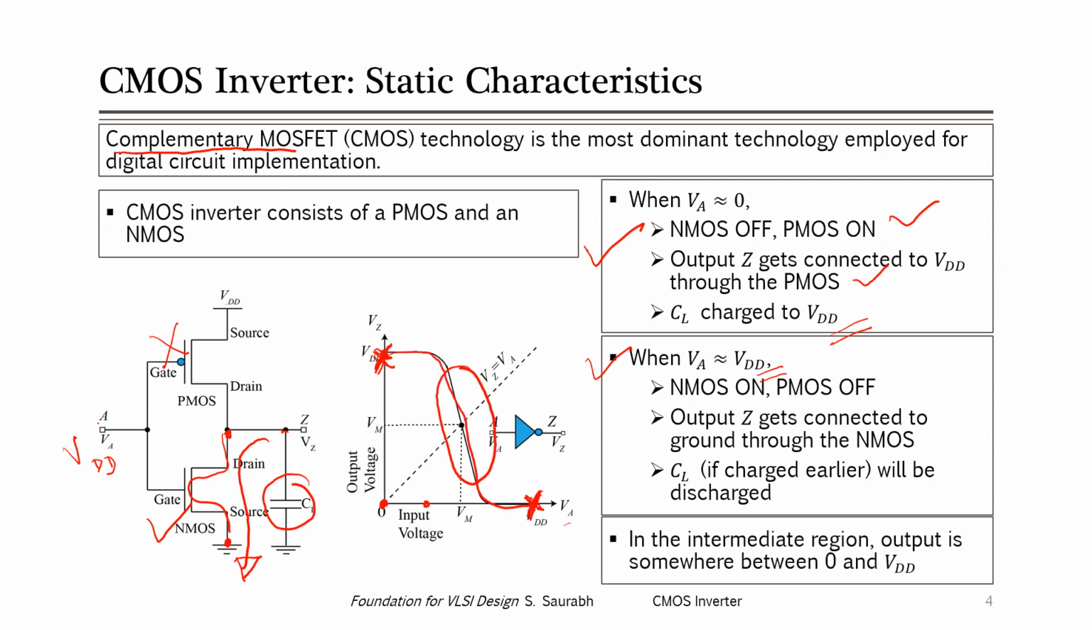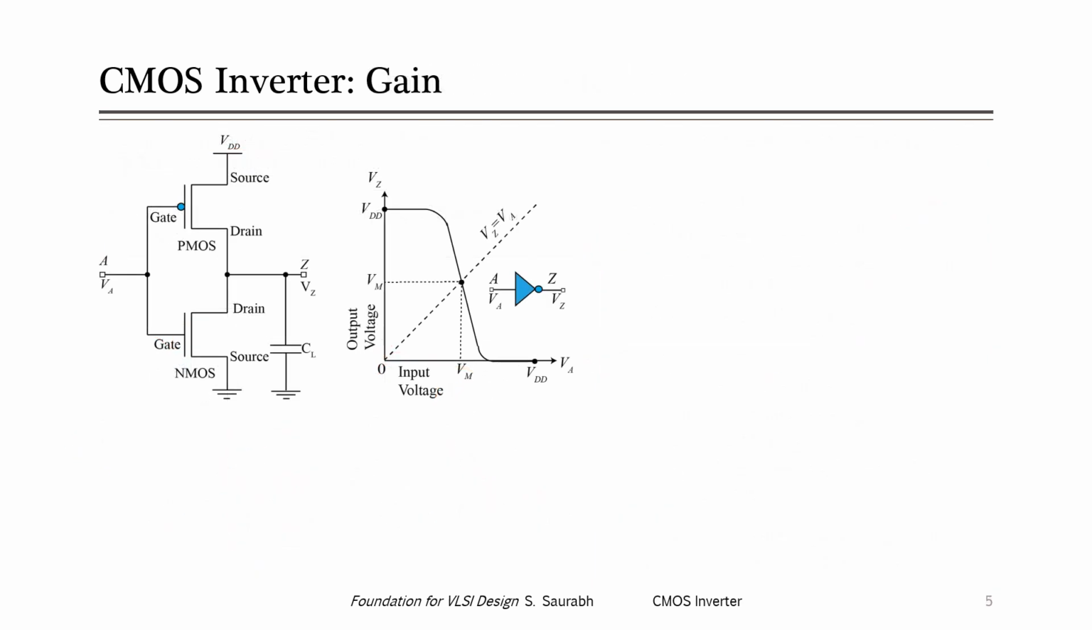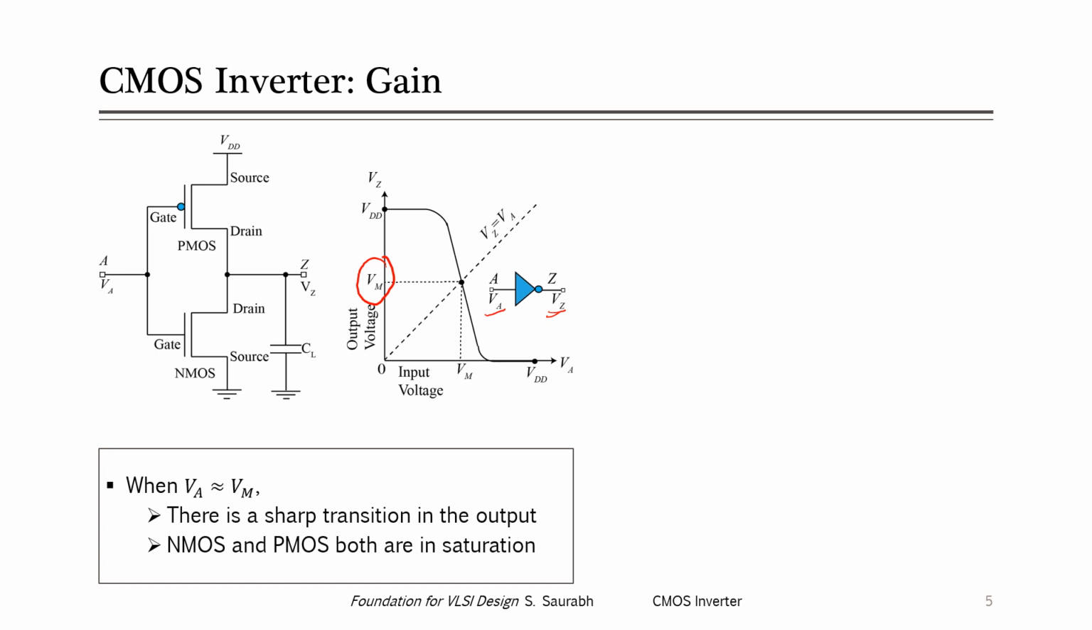So in the intermediate region, output is somewhere between 0 and VDD, and we can obtain the exact characteristics using simulation. Now let us look into the gain of a CMOS inverter. In earlier lectures, we had defined the point Vm as the voltage at which the input voltage and the output voltage are the same in an inverter, right? And we had said earlier that the gain is very high in a CMOS inverter at this point Vm.